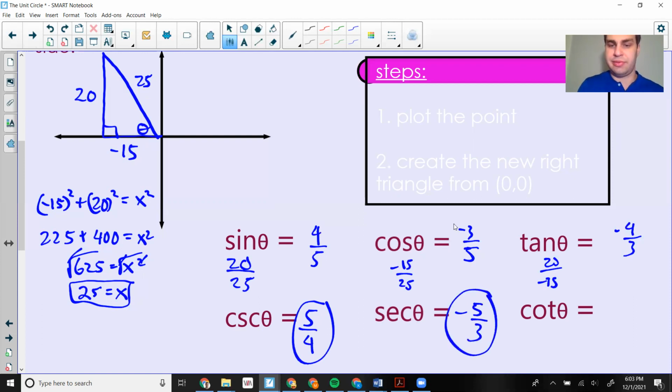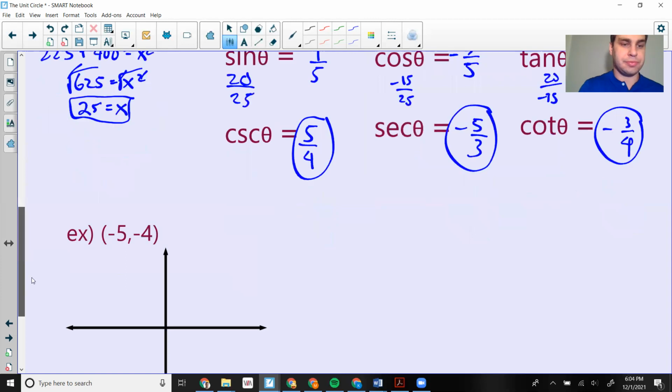This negative, don't think of it as being on the top or bottom, but think of it more as out front. Same thing for this one. The whole thing just stays negative. And then cotangent is going to be the same thing, -3/4. Right, that negative there is out front. All right, easy enough. Let's try another one.